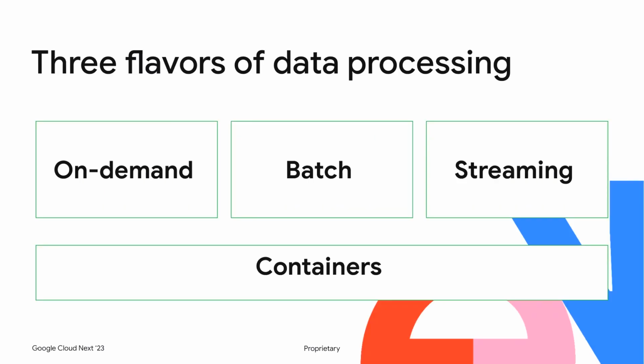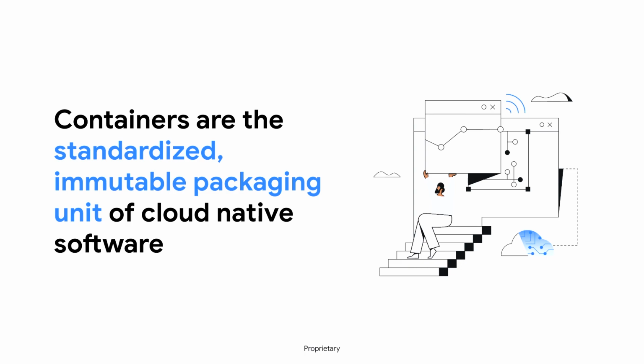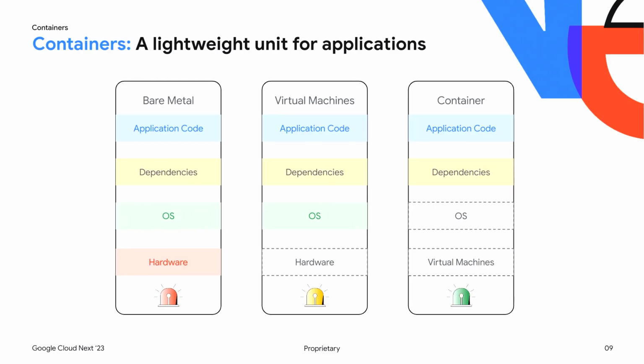So we're going to talk about 3 types of data processing: on-demand data processing, batch data processing, and streaming data processing. And I'll show you how to build these pipelines using containers as our basic building block. Containers, of course, are the standardized, immutable, basic building block of modern cloud-native applications. And they're the next evolution step in the move from on-prem hardware to virtual machines to now containerized applications, each step progressively abstracting away more and more infrastructure.